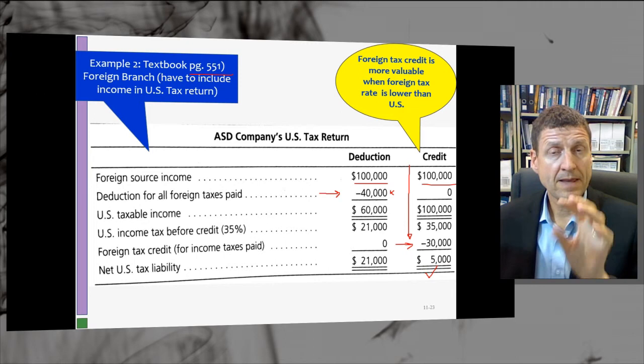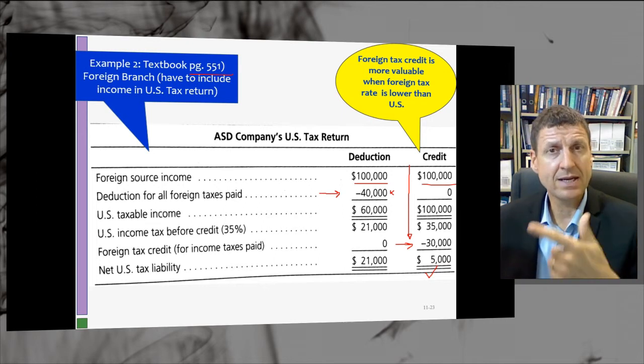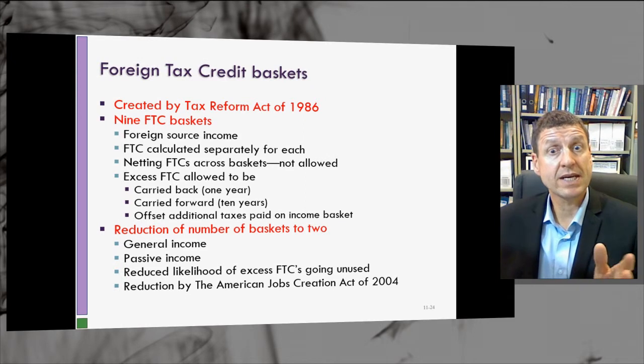In summary, under the direct foreign tax credits, there are two approaches. There's the deduction approach and then there's the credit approach. Under these two approaches, the credit approach tends to be much better in minimizing your US tax liability under those two examples. So let's have a look at the foreign tax credit basket.